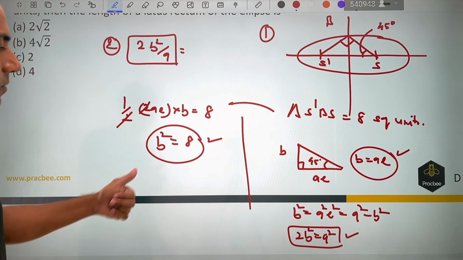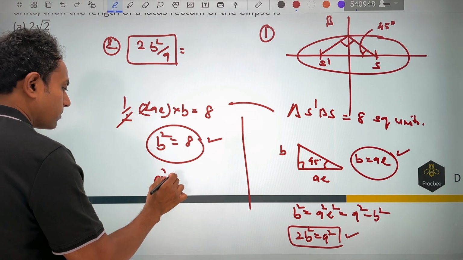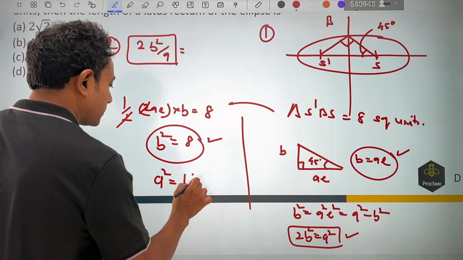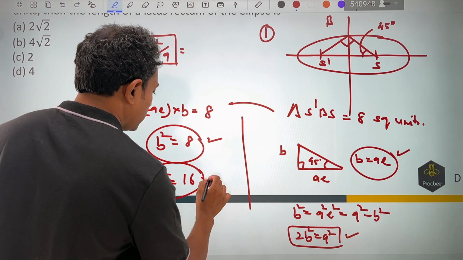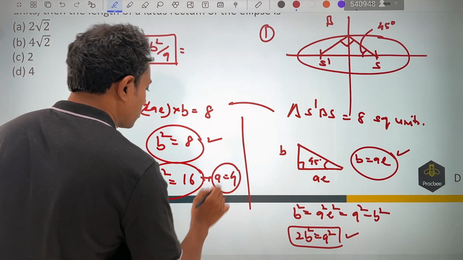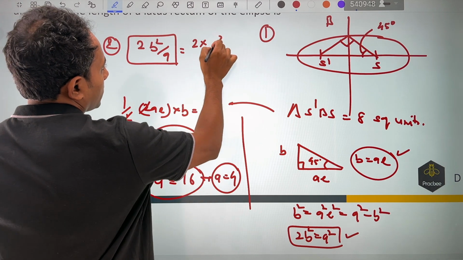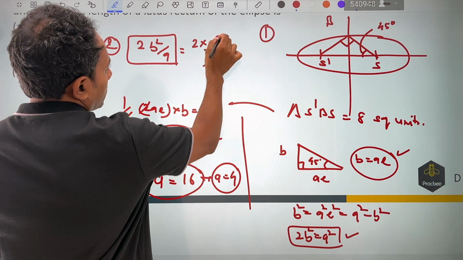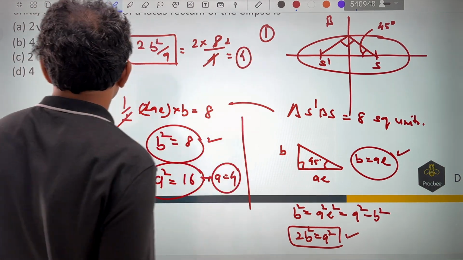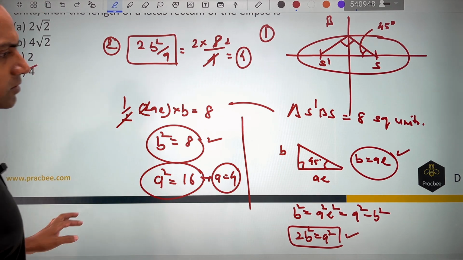Once you have got the value of b square, I will put it here, and the value of a square will become nothing but 16. Correspondingly, the value of a comes out to be 4. If you put both of these values here, twice of b square is nothing but 8, a is nothing but 4. This comes out to be 4. Let us check the options, so D option matches.